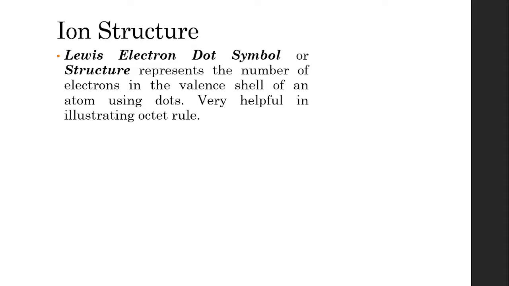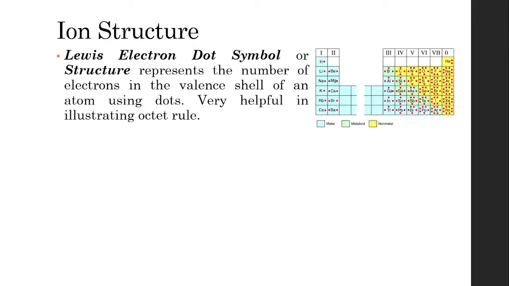Remember, Lewis structure is what we use to identify the valence shell. We've used this before. Elements found in group 1 have 1 electron in their valence shell, the same for those found in group number 2, and so on and so forth. Using that idea, we write dots to write the Lewis structure for our compound. So let's try some of these examples.